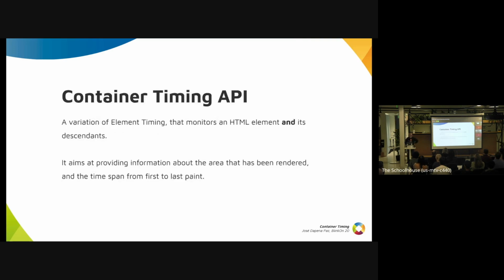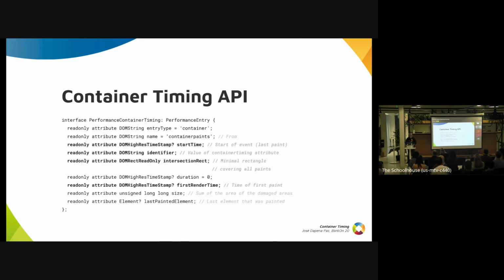We have the container timing API that we are proposing. It's a variation on element timing. It monitors an HTML element and all its descendants. So the idea is, again, the same thing, getting the information about when rendering is happening and also about the area that is being rendered.